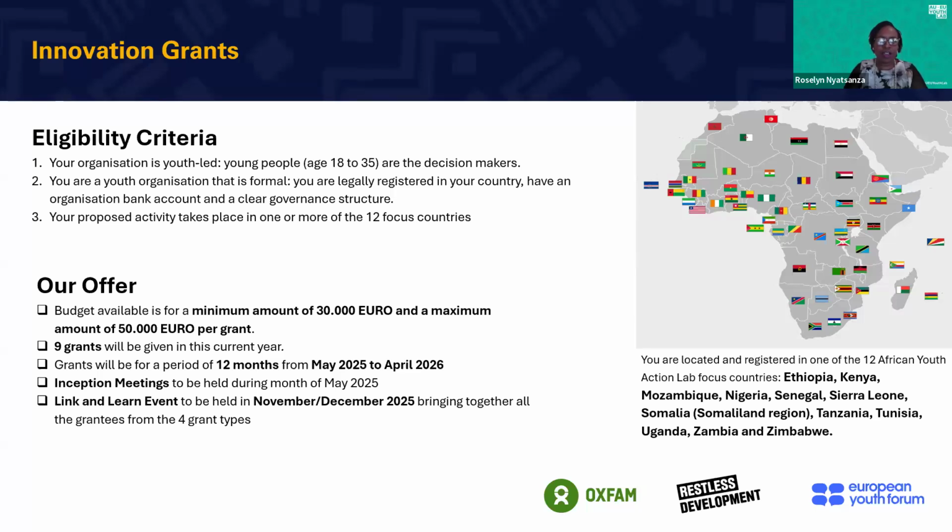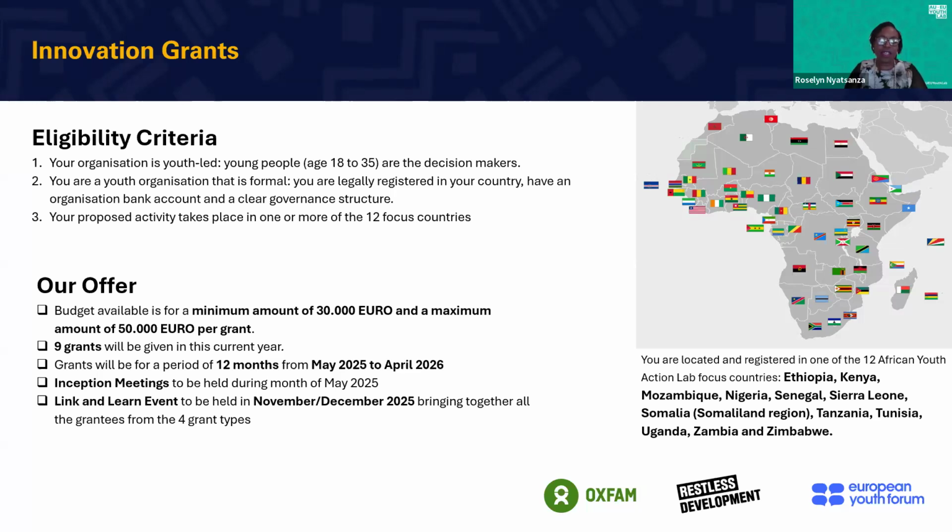For this first year, we are going to give out 9 grants. So it's quite competitive. For the innovation grants, we're going to award 9 grants to the successful youth-led organizations. The grant will be for a period of 12 months, and we are looking at contracting from May 2025 to April 2026. Immediately after contracting, there will be an inception meeting that we'll have with the grantees around May.